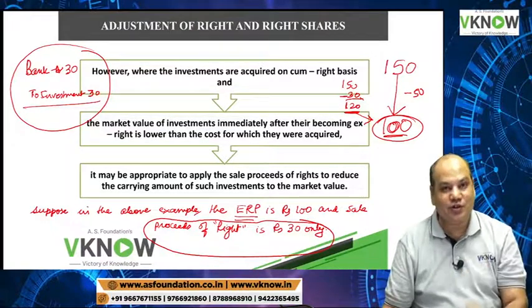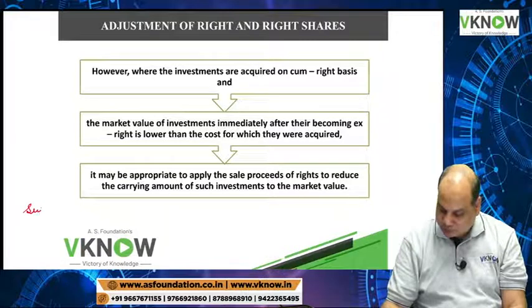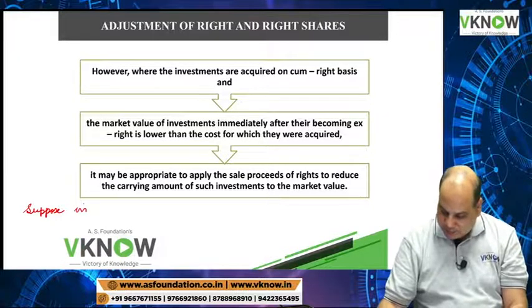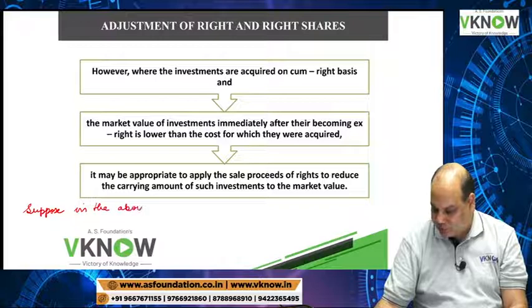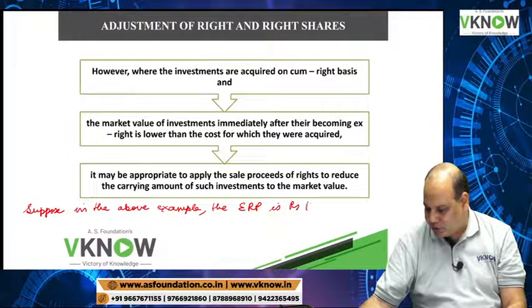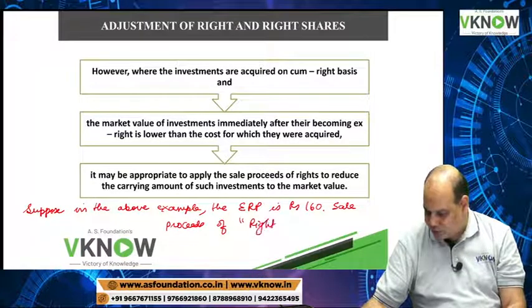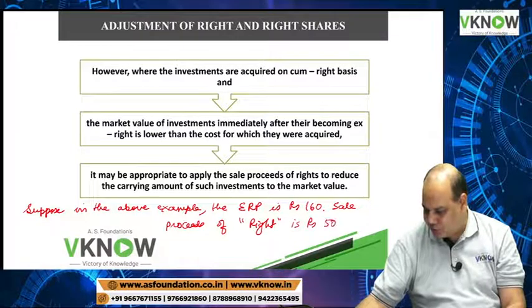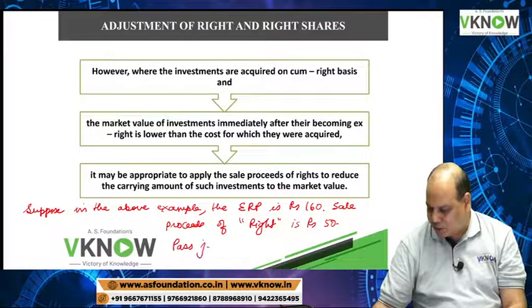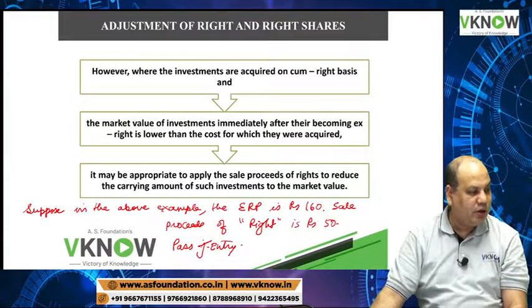Okay, can I change the question slightly? Say yes. Write one more question. Suppose in the above example, the ex-right price is rupees 160. Sale proceeds of right is rupees 50. Pass journal entry. Oh my God.